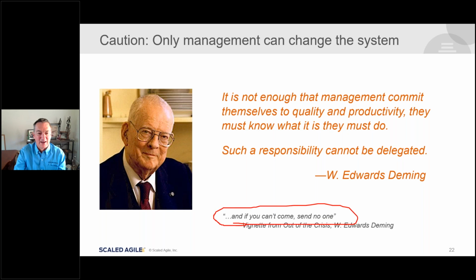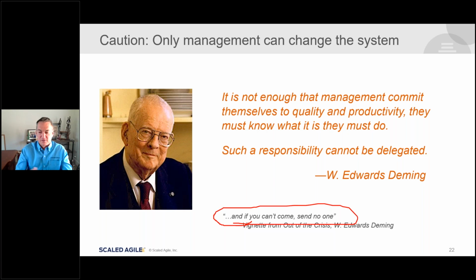The story behind that is, it's not a true story, but the story that he tells is that some manager wanted to improve quality, right? And so a leader said, "Oh, great, you want to improve quality? I'll send my quality manager to that event." And that quality manager totally misses the mark, right?